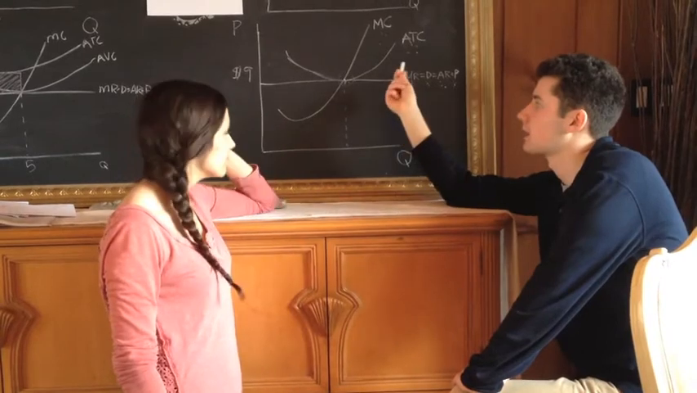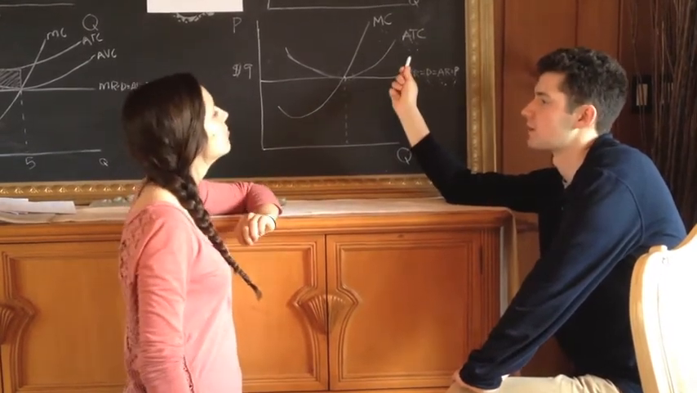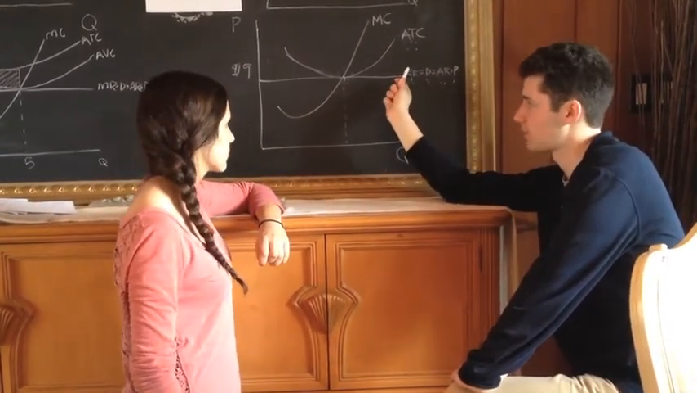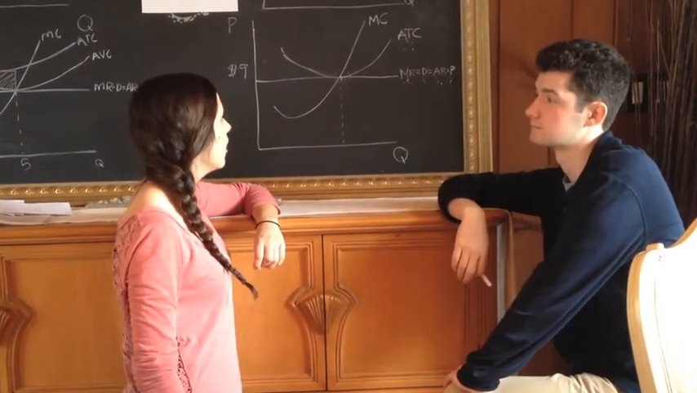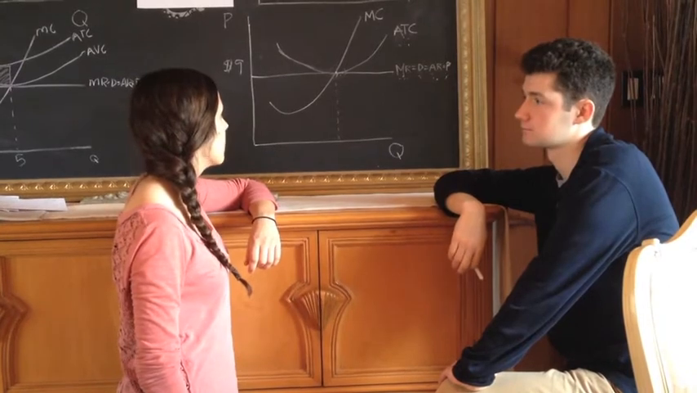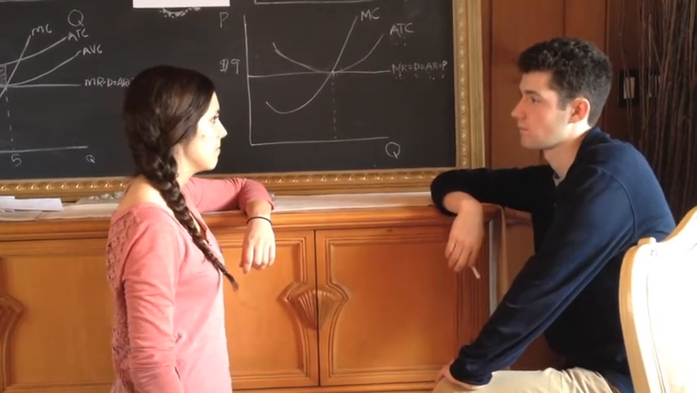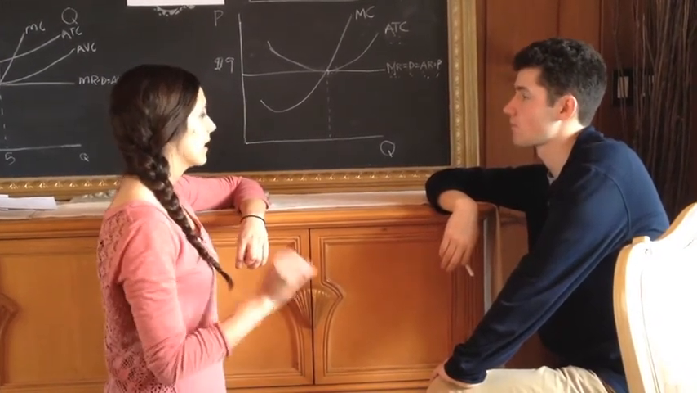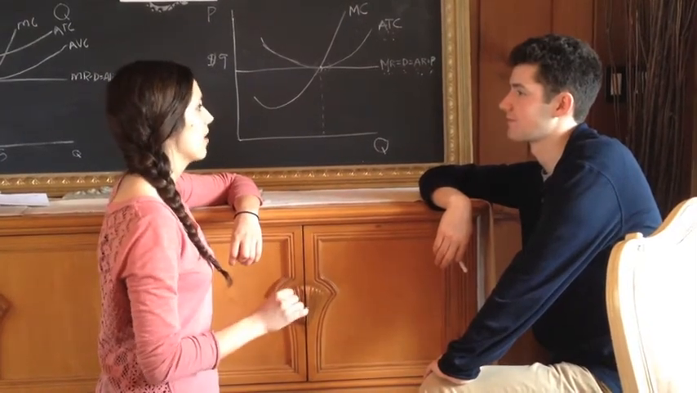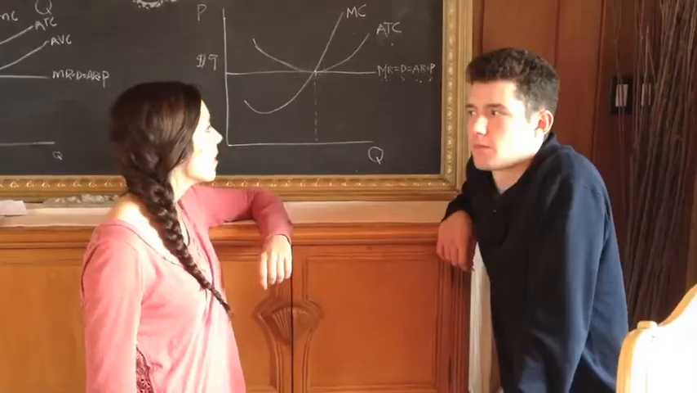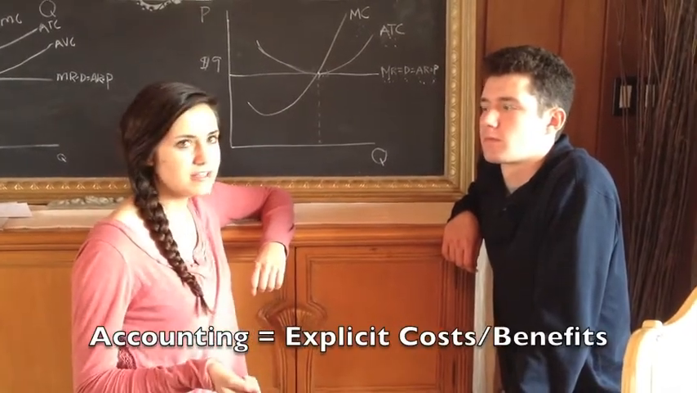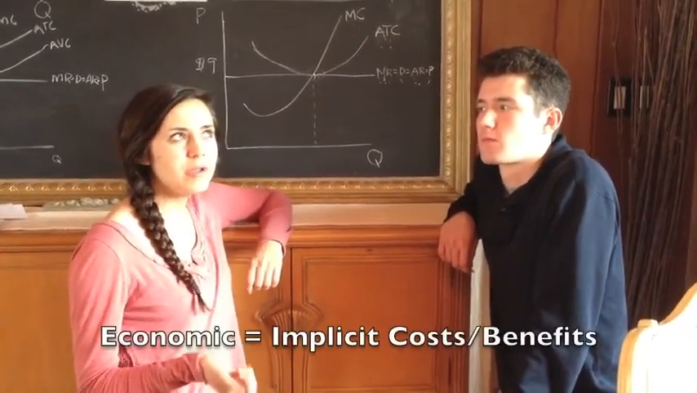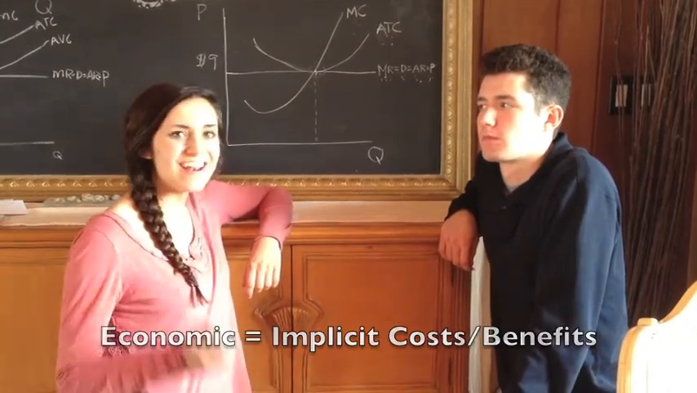Well, they might be making an accounting profit, which is all their explicit costs, but in terms of economic profit, they're operating at a point where their economic profit is zero. Oh, okay. So they could still be making money, but their economic profit is zero, which is a normal profit. I get it now. So accounting profit is your explicit costs and benefits, and economic profit is your implicit costs and benefits. I get it now.